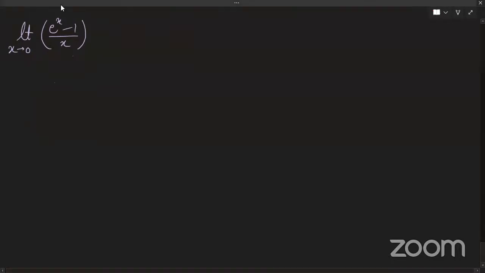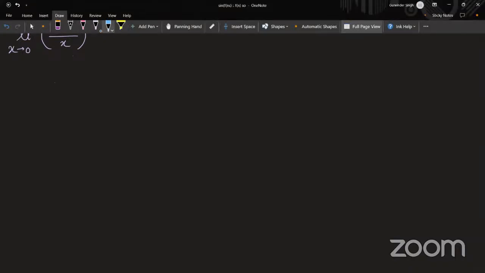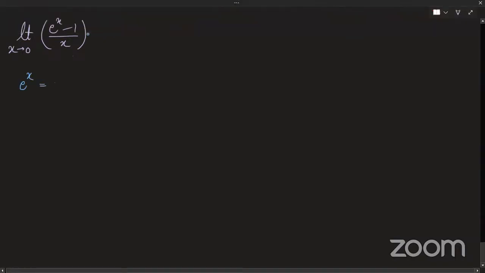So what is the expansion of e raised to x? Anyone remembers e raised to x? It is 1 plus x by 1 factorial plus x square by 2 factorial plus x cube by 3 factorial and so on. So you can just substitute this value over here: 1 plus x by 1 factorial plus x square by 2 factorial and higher order terms.